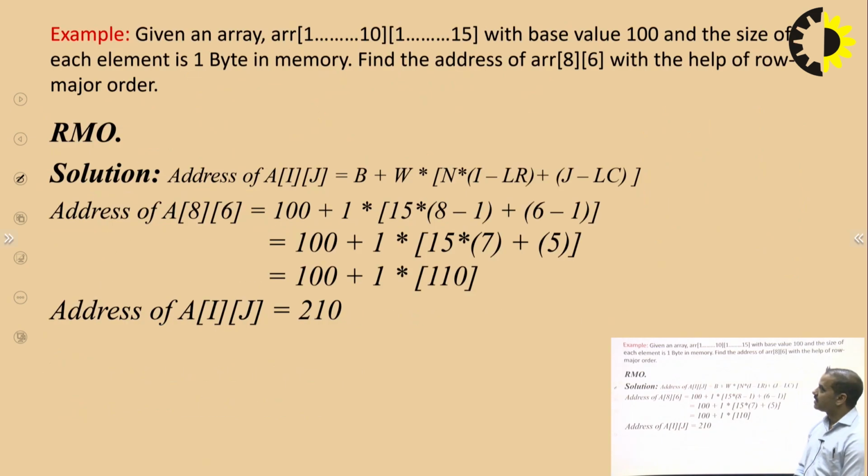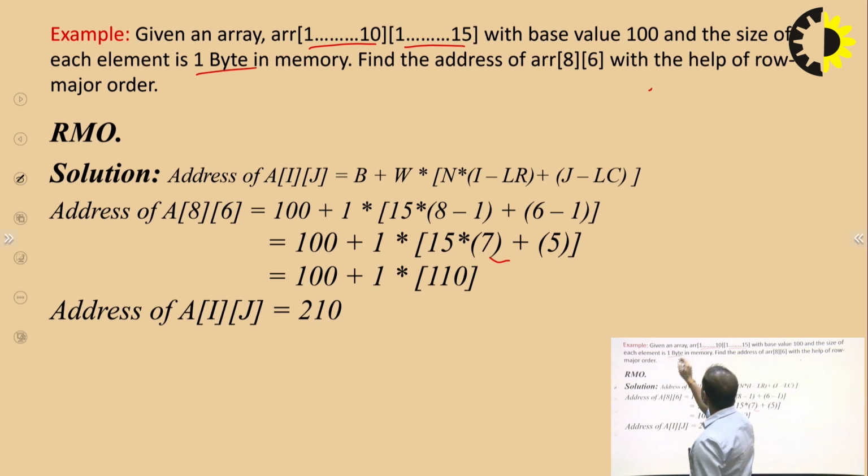Now I come to our example. Here a question is given: an array, the dimension of the array is 1 to 10 and next is 1 to 15, with the base value 100 and the size of each element is 1 byte. Find the address of ARR[8][6]. We want to find the address of A[8][6].